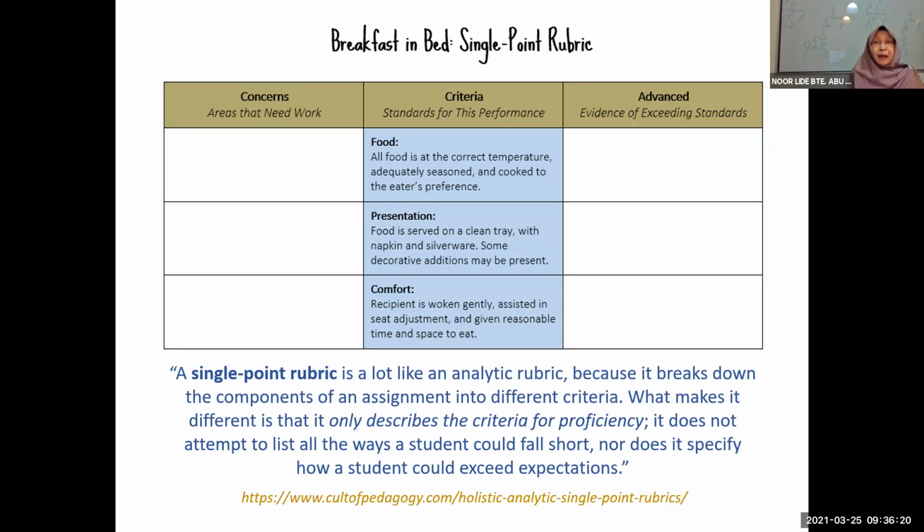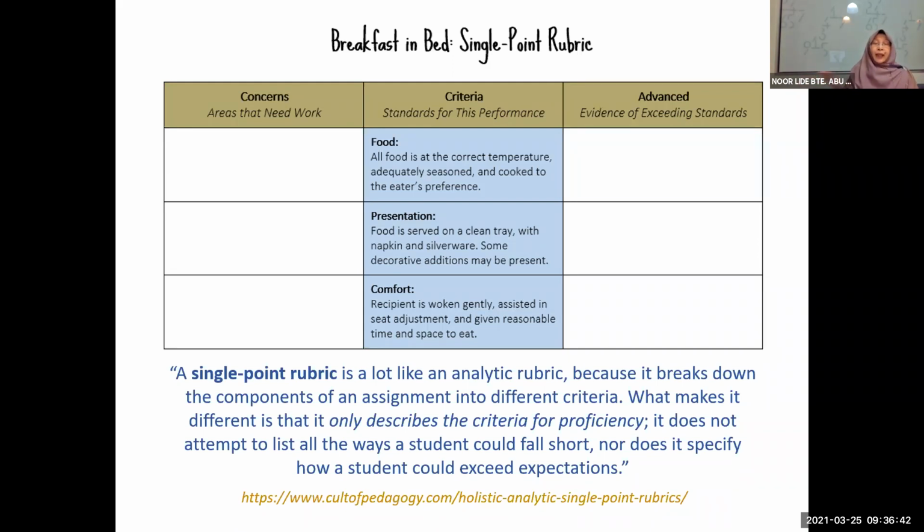Now, the good thing about the single point rubric is that it does not clutter the student's mind. Okay, it does not clutter the student's mind. It gives focus to both the instructor and also the students, that this is the standard that must be met. Okay, so anything above this, you would exceed.